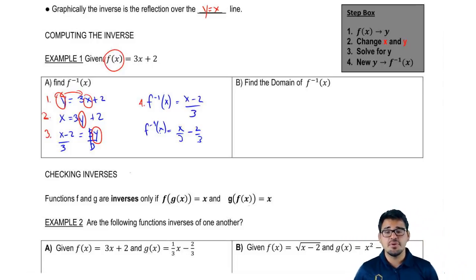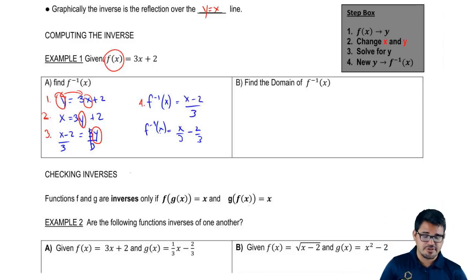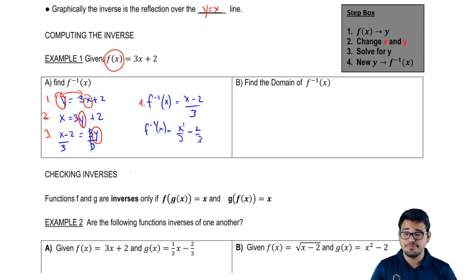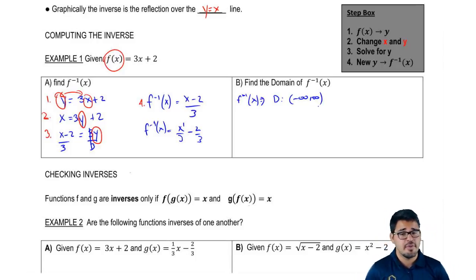Now, let's go into computing the domain in part B of the inverse. We look at our inverse function, which is still a line. It's x to the first power. What is the range of a line? Actually, let's just go into the domain right now. What is the domain of a line? The domain of the inverse, which is our line, is just going to be negative infinity to infinity, because a line has no restrictions on its domain.